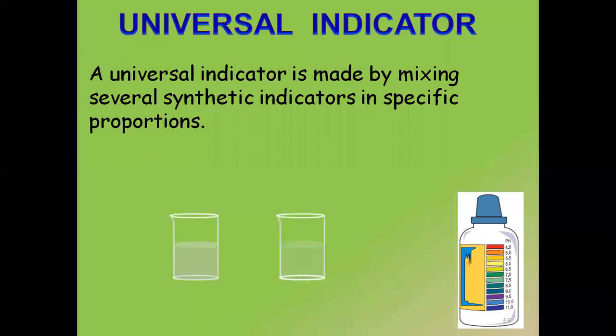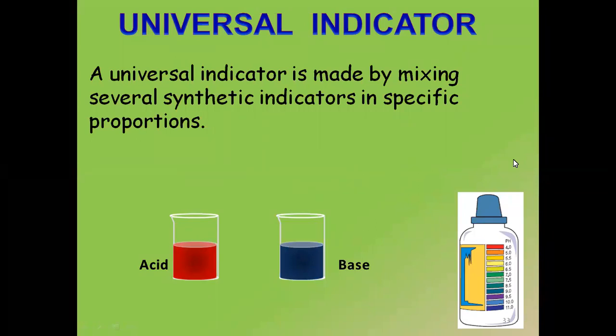How will the universal indicator help me identify whether it is acid or base? Again, you put a few drops in the solutions. Let us see the color change. If the color changes towards the red side, it is acidic. If the color changes towards the blue side, it is basic. And you can see the color change on the bottle of the universal indicator. Can you see it is written different colors, and adjacent to them it is written pH.